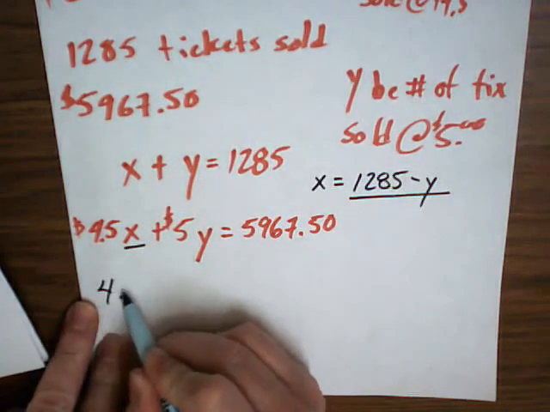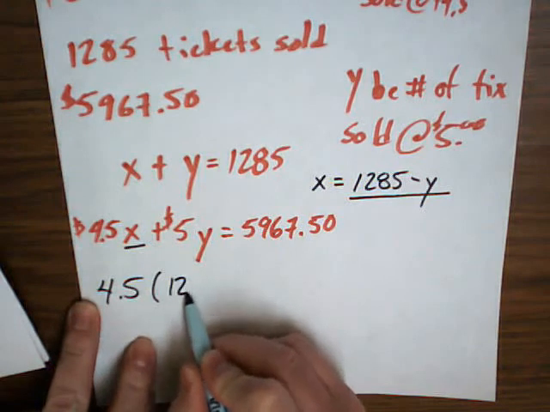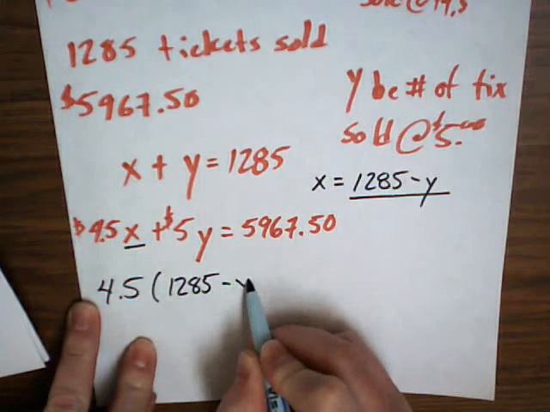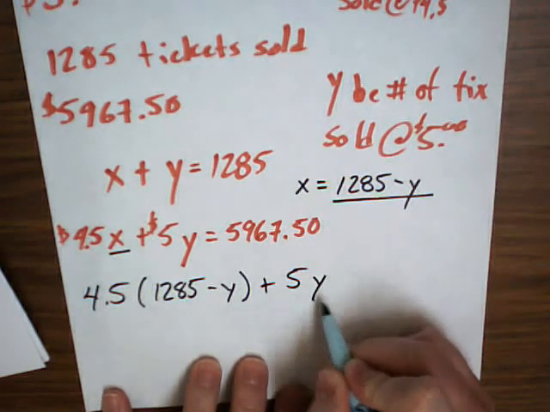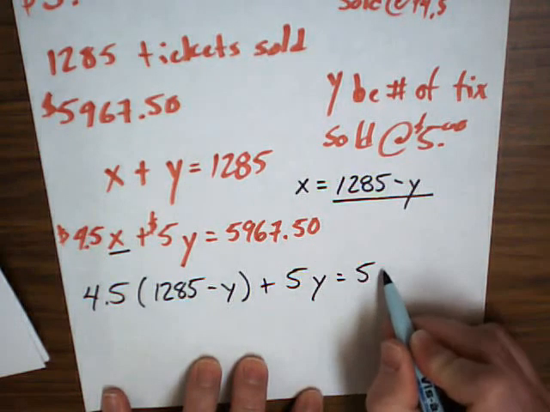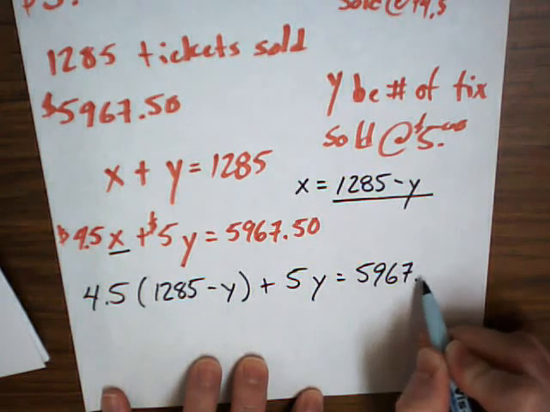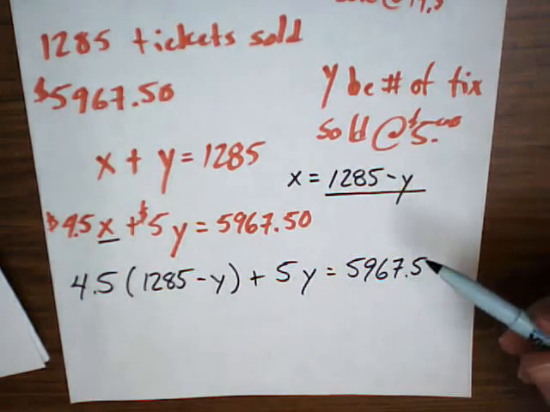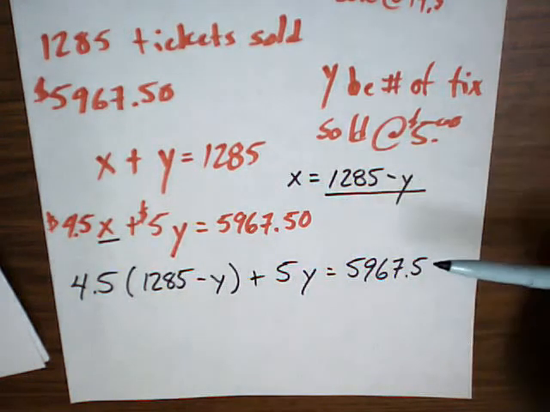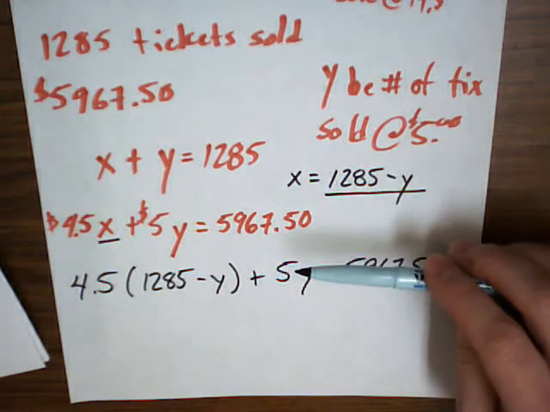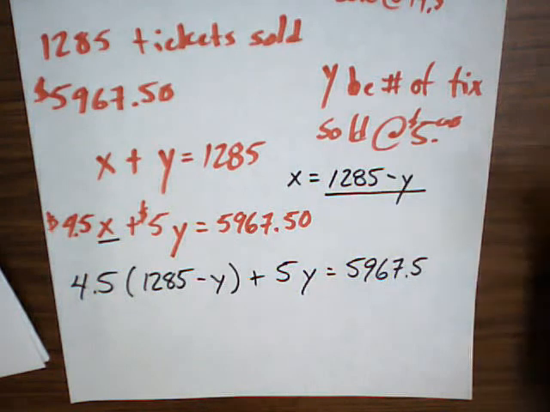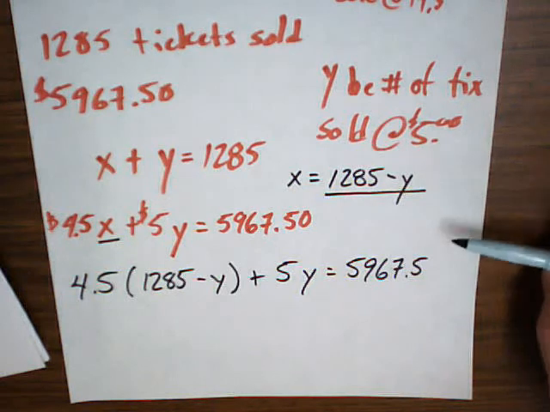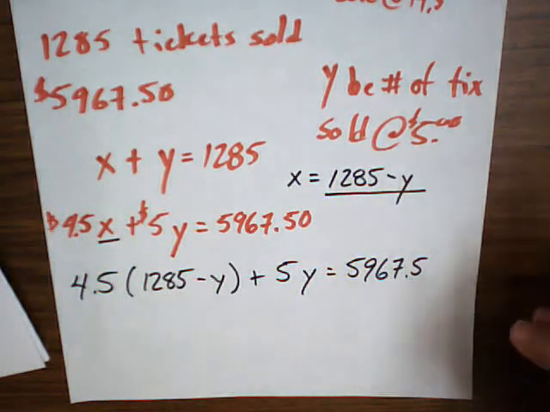So 4.5 times (1285 minus Y), so that's replaced, plus 5Y equals 5967.5. And I don't know if you've noticed, but I don't write zeros here. Because $5.50 and $5.5 and 0 cents, it's all the same. And I don't put 0.0 in my calculator, so I just leave off my end zeros.